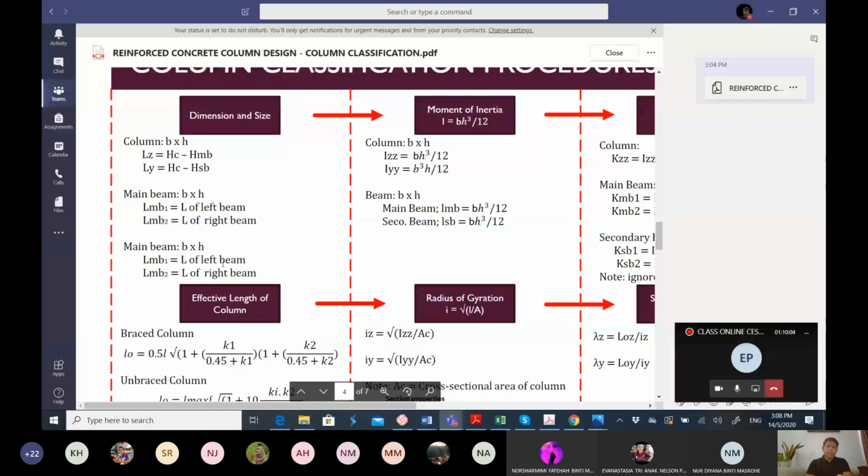For the secondary beam, normally if we turn the plan, the left side will be your secondary beam 1, and the right side is secondary beam 2.